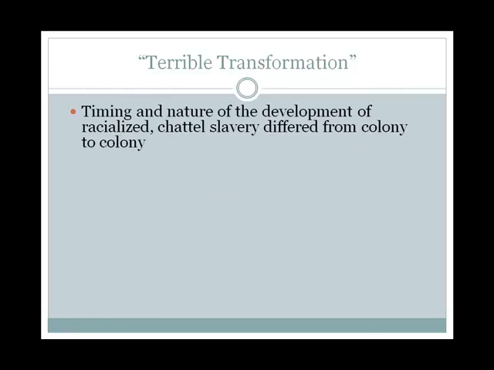The timing and the nature of this development of racialized chattel slavery differed from colony to colony. And the colonial sections that we're looking at from this point on are the Chesapeake colonies of Maryland and Virginia, the other southern colonies south of Virginia, the Carolinas and Georgia, and then the non-plantation north and the middle colonies. So the whole way in which slavery develops in British North America depends on where you are and what time period you're looking at.